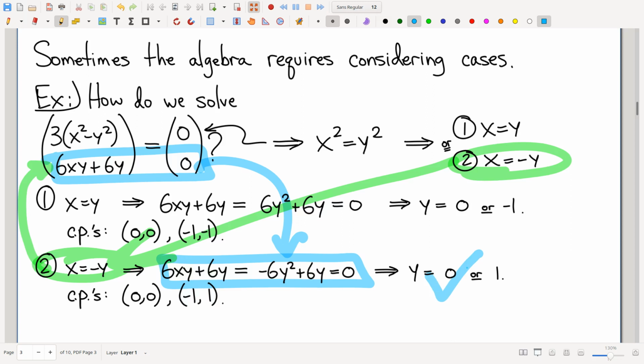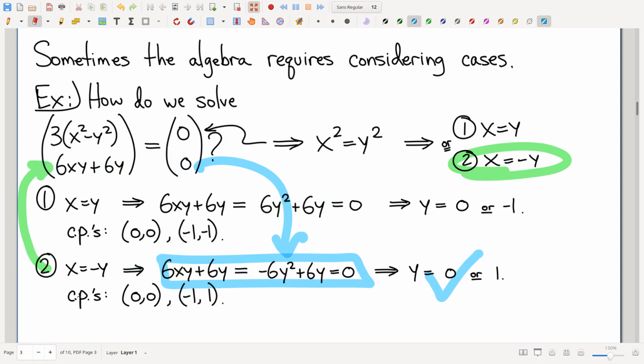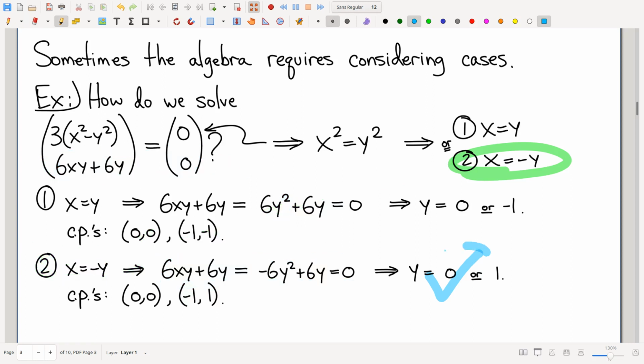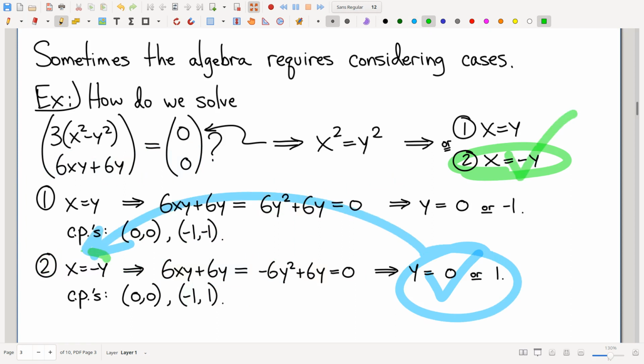And furthermore, not only do I get different values of y, but these values of y I plug back into, now of course, my different case. I'm going to plug into x equals -y because that's what led to these values of y in the first place. Right? And that then gives you, again, another couple of critical points, like so. Everybody see how that works?